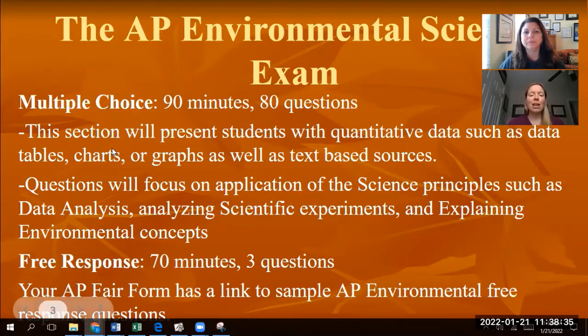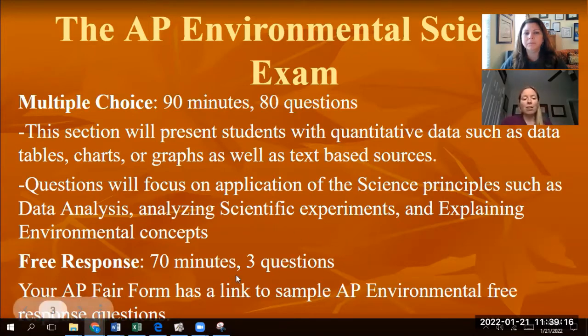In this section, it's going to have many different styles of questions, but one thing for you to be aware of, it's not just memorizing information and regurgitating information, like Ms. Neiman said. There is a lot of application, where you are going to be presented with quantitative data, such as data tables, charts, or graphs. You might be presented with scientific experiments and have to interpret and apply your knowledge to those. So there is a lot of application in the style of question that you will be presented with on the AP exam. And it focuses on data analysis, scientific experiments, and explaining environmental concepts.